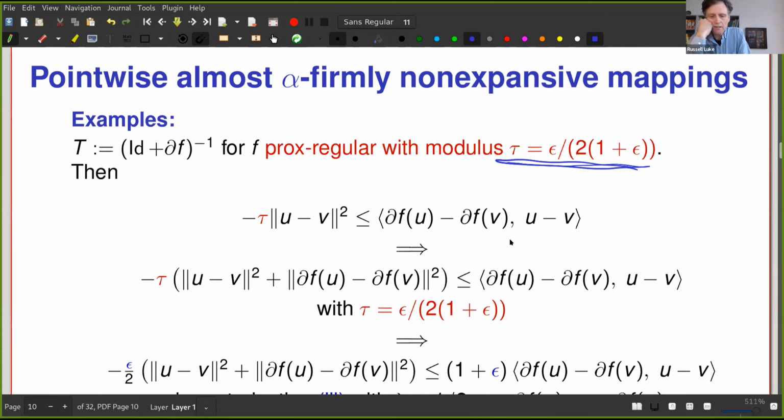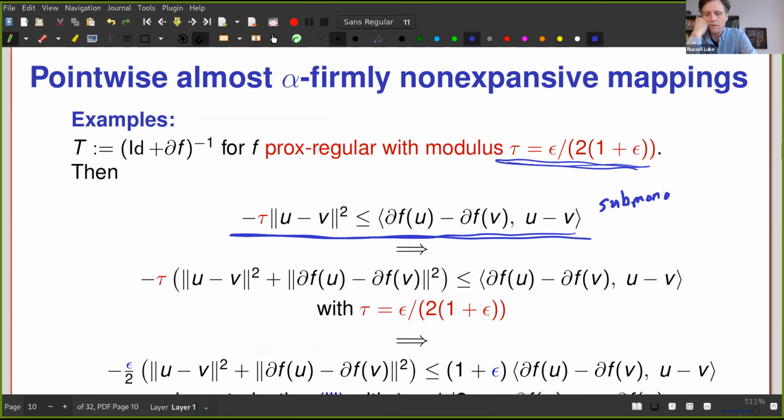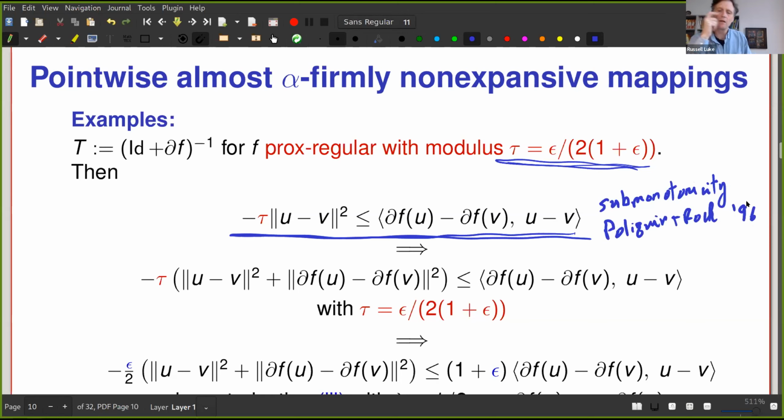If you're familiar with prox regular functions, if a function is prox regular, then its subdifferential satisfies this inequality. This is called submonotonicity. And you see Poliquin and Rockafellar, 1996, I believe, where they explore this. So we'll start from that.